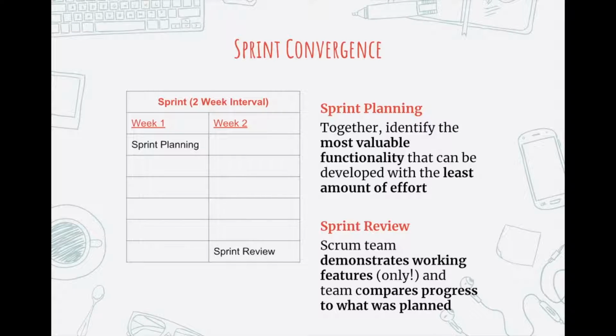At the end of that 2-week interval, we'll do what's called a sprint review. This is where the Scrum team, again, that's just the developers, but the Scrum team will demonstrate only the working features that they've been able to develop, and the team will compare what progress was planned versus what was actually achieved, so that for the following sprint, for the next 2 weeks, make adjustments where necessary.